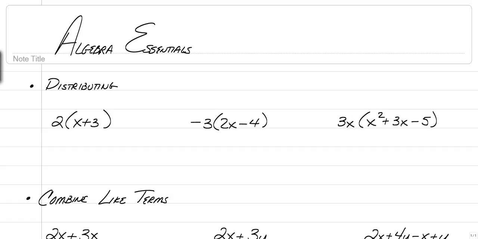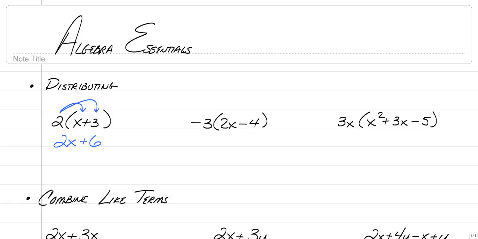Distributing is multiplication, but what you're doing is you're going to distribute the 2 and multiply it to both terms inside of the parentheses. So what you're really doing is 2 times x, which is 2x, and then 2 times a positive 3, which is going to give you a positive 6, and that is distributing. So if you would like, you can pause the video and try the next 2 problems on your own to make sure that you know what you are doing, and then you may click play to see what happens.